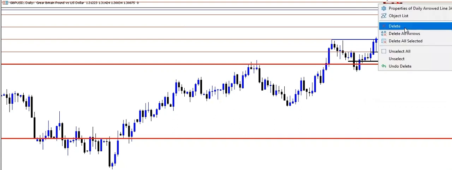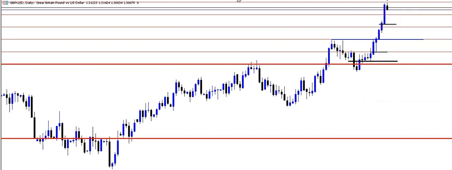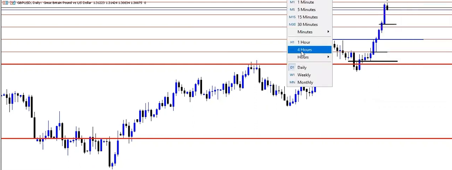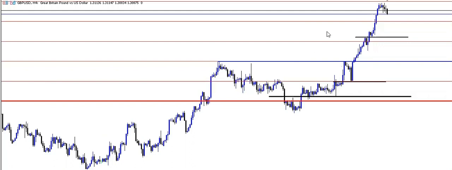Let's see H4. For H4, this is the last higher low. So if we are going to continue with the bullish move, we would like to see some kind of retracement around this zone before we can continue to the upside.